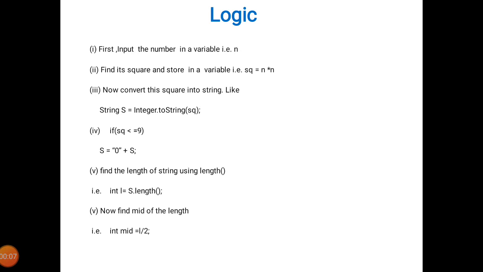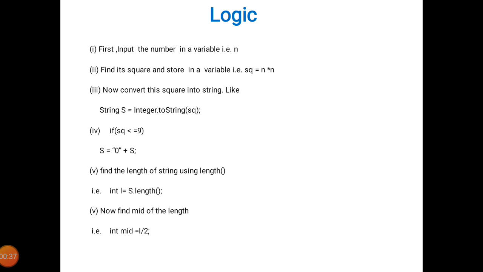So first, input a number in a variable, for example n. Now in the second step, find its square and store it in another variable, for example sq is equal to n into n. Here we store the square of the given number inside the sq variable.